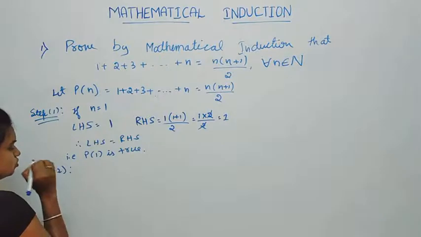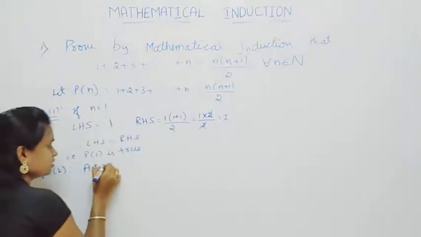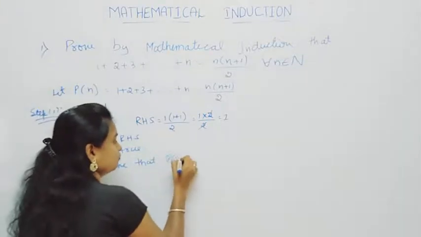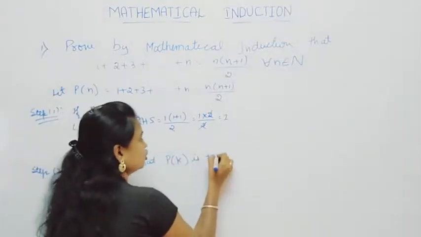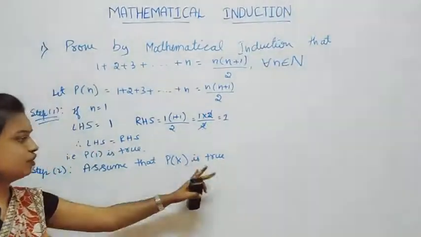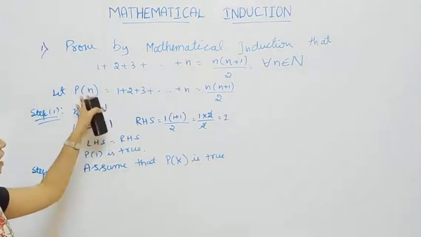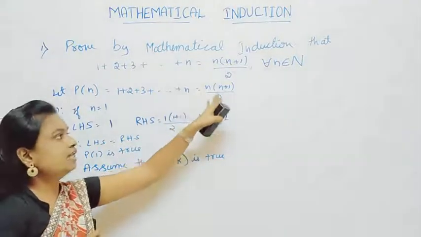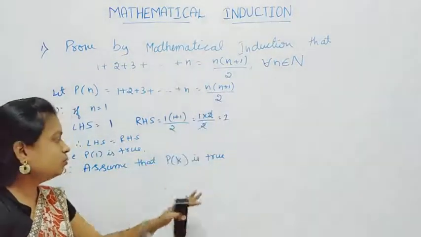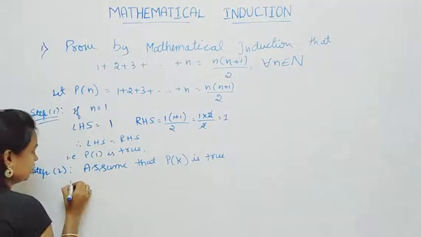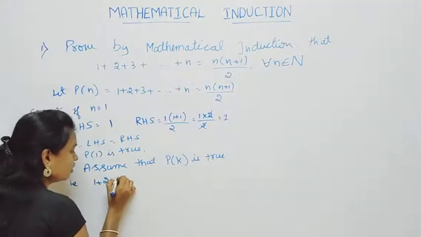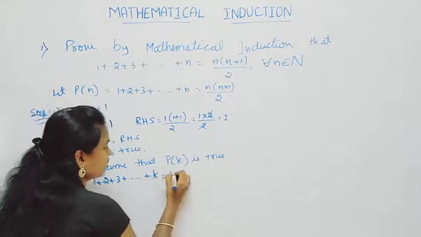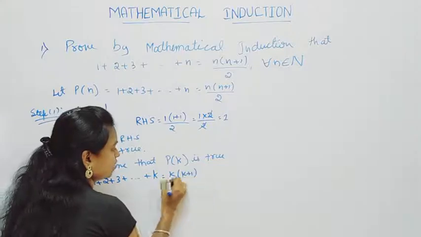Step 2. So assume that p of k is true. Assume that p of k is true. So p of n means 1 plus 2 plus 3 plus etc. plus n is equal to n into n plus 1 divided by 2. So p of k means what? That is 1 plus 2 plus 3 plus etc. plus k is equal to what? k into k plus 1 divided by 2.